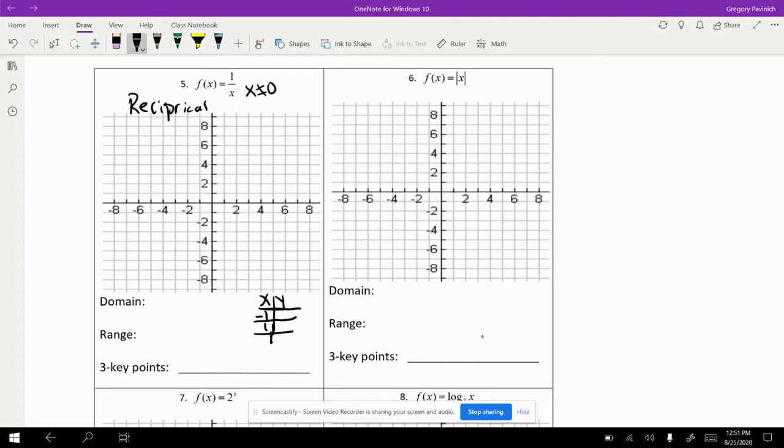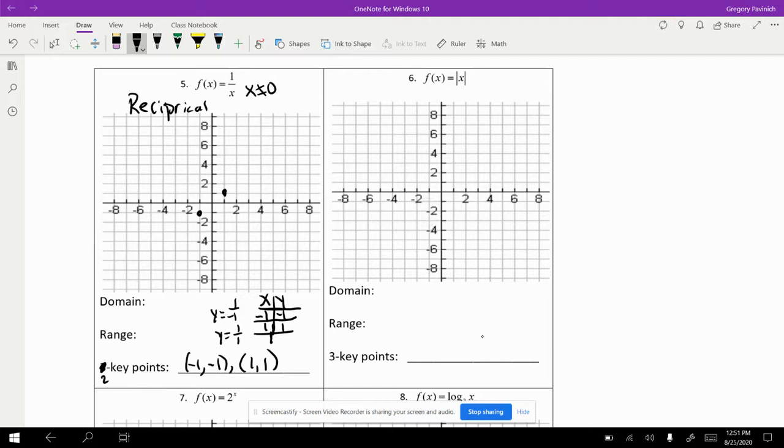So if x is -1, I have 1 over -1, which is -1. If x is 1, I'll put that in the denominator, and I get 1 divided by 1, which is 1. This one I'm going to change to 2 key points. And I'm going to graph those: -1, -1, and 1, 1.